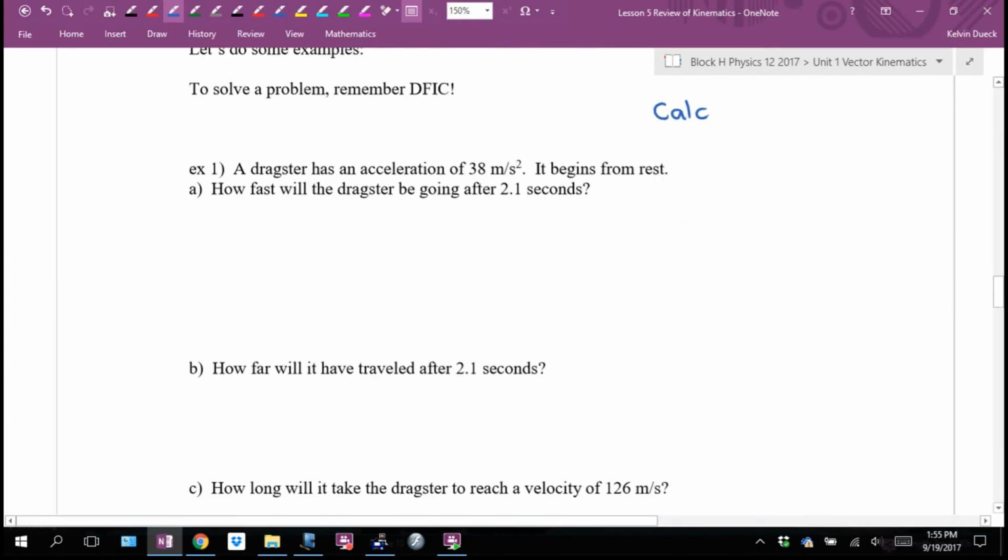So, let's run through some numbers. A dragster has an acceleration of 38 meters per second squared. It begins from rest. How fast will the dragster be going after 2.1 seconds? The phrase from rest I taught you last year is worth either underlining physically or at least make sure you noticed it.